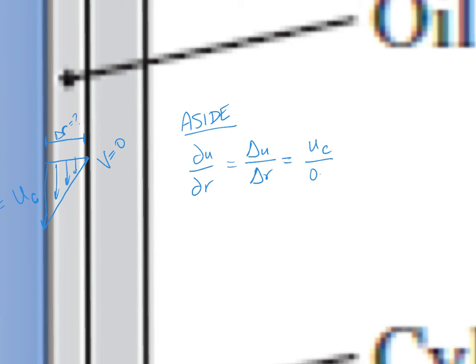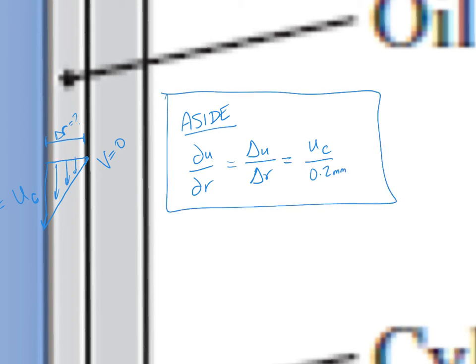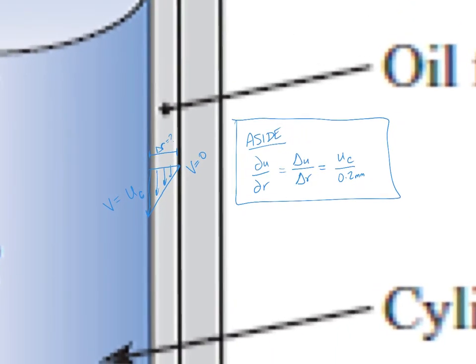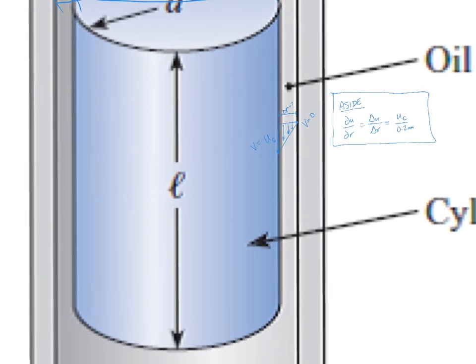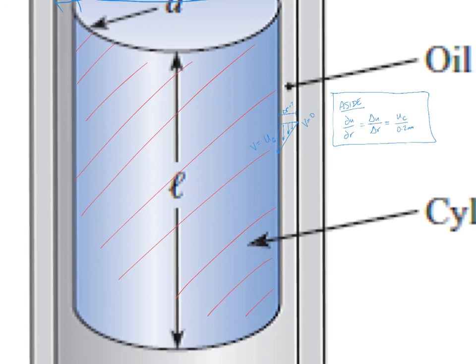So it's going to be 0.2 millimeters. Okay, so that's the du dr if we zoom all the way in right there. The other aside that we're going to need, and this is a geometry issue, is the area that's rubbing, or being pulled on by the fluid around it, which is this outside area here. So I need to know what that area is.